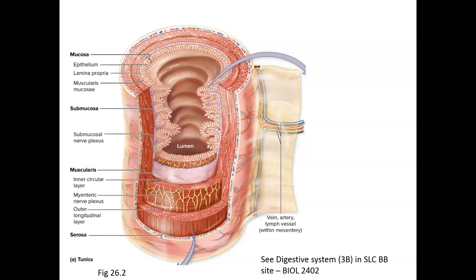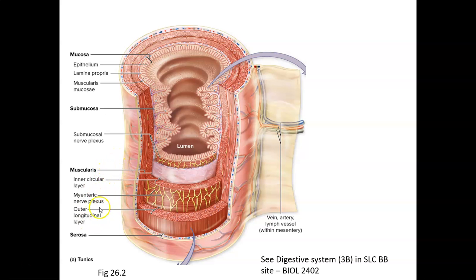This figure shows the generic makeup of the wall of the GI tract. It is made out of 4 layers, or 4 tunics. From the innermost layer, that's mucosa, made out of the epithelium, lamina propria, and muscularis mucosa. The second layer is called submucosa, and the third layer is muscularis.